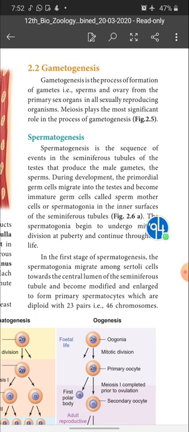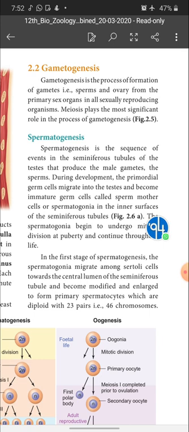what is the male reproductive system, in the seminiferous tubules only sperm production takes place, and till maturation the sperms stay in the seminiferous tubules only, that is the Sertoli cells nurture the developing sperm. I have told you that. Spermatogenesis is the sequence of events in the seminiferous tubule. So spermatogenesis takes place in the seminiferous tubules of the testis that produce the male gametes, the sperms.